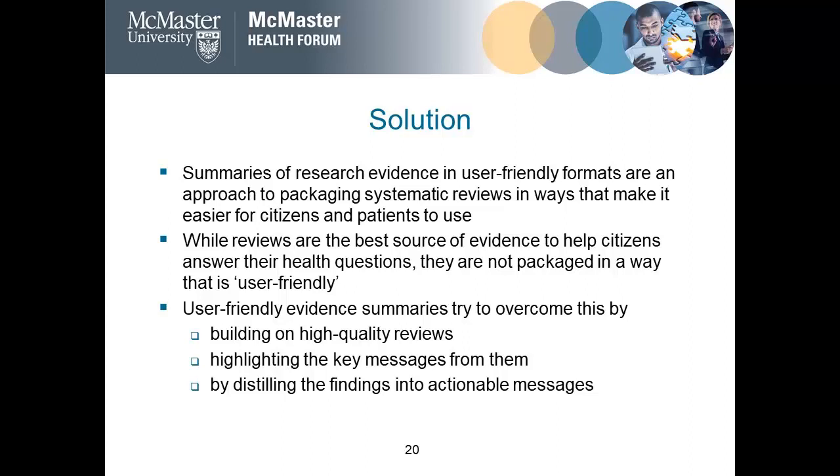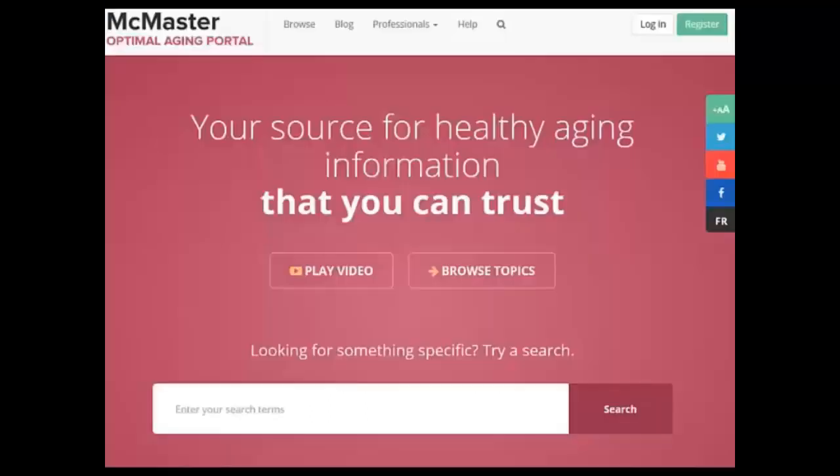User-friendly summaries try to overcome this challenge by building on high-quality reviews, highlighting the key messages from them, and then distilling the findings into actionable messages for citizens and patients. One specific illustration of an attempt to make systematic reviews easier to use by citizens and patients is provided by the McMaster Optimal Aging Portal.